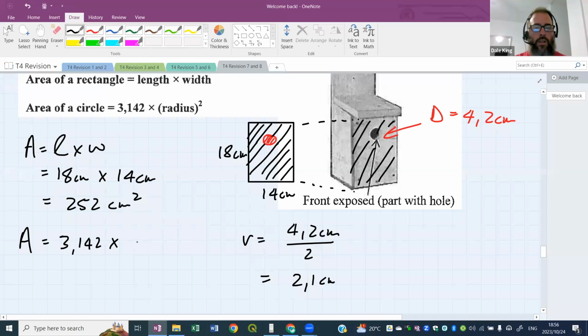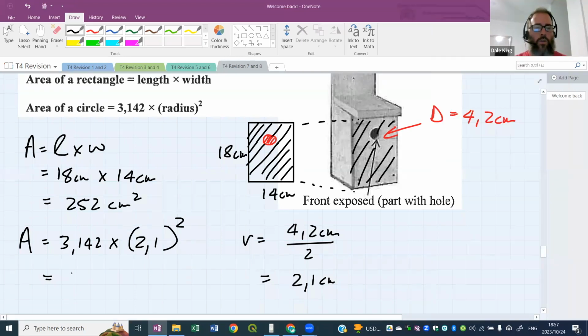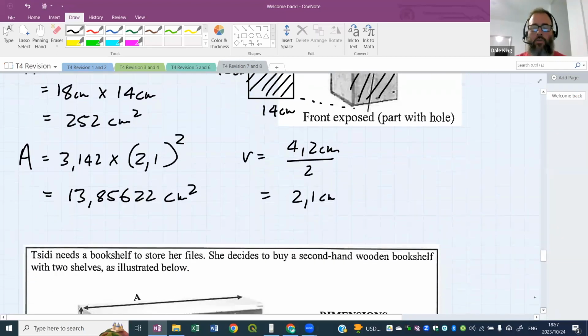Now we can put the radius in. So it's 2,1. We know it's centimeters. So we're good. And we must square that. Okay. And let the calculator do the work for us here. So 3,142 times 2.1 squared. 13,85622. 13,85622 centimeters squared. We've got the two areas of those two shapes. All we have to do now is subtract them.